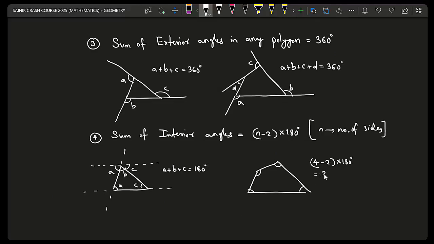2 into 180 is 360 degrees. That means in any quadrilateral, sum of interior angles is going to be 360 degrees. Let's take pentagon and then I'll open for doubts.